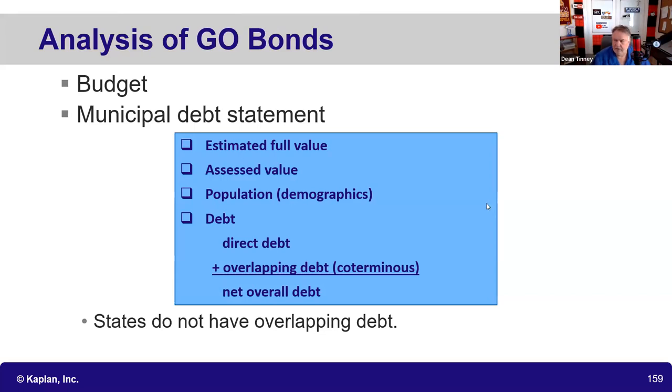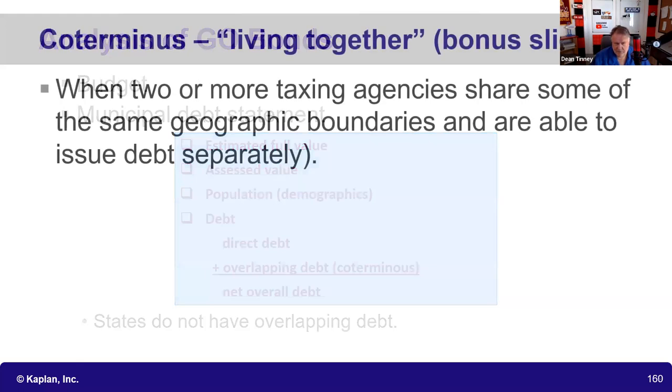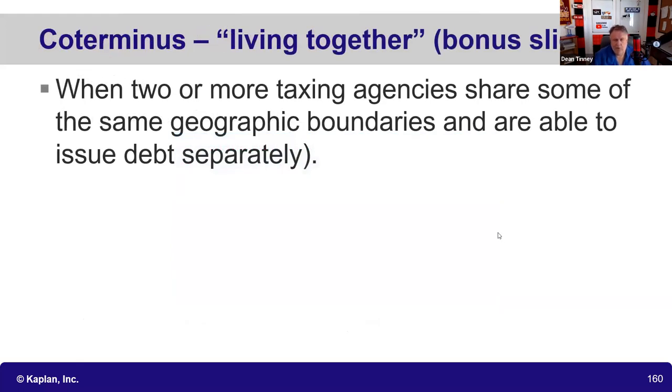Coterminous means living together. Well, the investor might. I mean, we don't assume the investor is looking at this, but on the test, we assume you would know these are things you would use to make analysis. Nobody's expecting you to do it. It's just the things that you need to know about this. Somebody else would typically do this. So coterminous means living together. The definition of coterminous overlapping debt is when two or more taxing agencies share some of the same geographic boundaries and are able to issue debt separately.